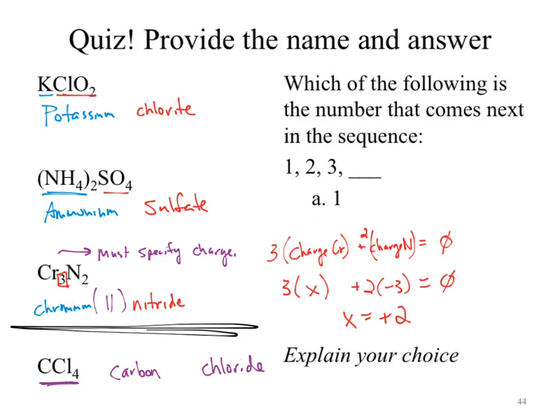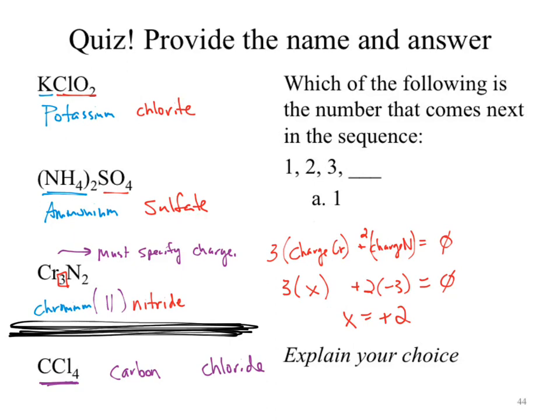Take a look at this line here. Everything above this line has a particular characteristic. Everything below that line has a different characteristic. Above that line, we are bonding a metal to a nonmetal. Below that line, we are bonding nonmetal to nonmetal. Is that going to change the rules? Yes. Where do we specify the charge in nonmetal to nonmetal? We don't.